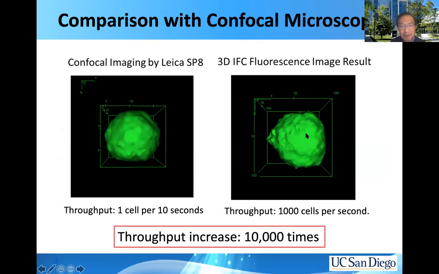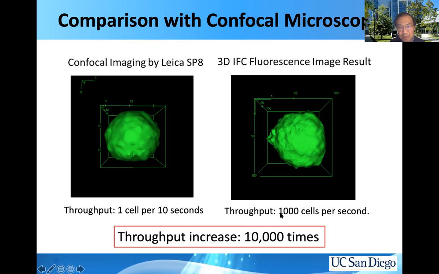Here is the comparison of the 3D images. On the left is a 3D tomography generated by a Leica SP8 confocal microscope. It takes 10 seconds to produce this image for one single cell. On the right, it shows the throughput of our system: in 1 second, it can take 3D images of 1,000 cells.